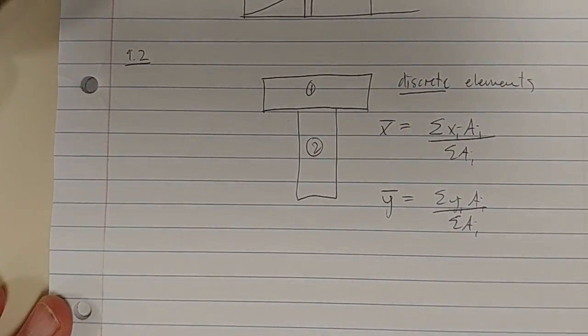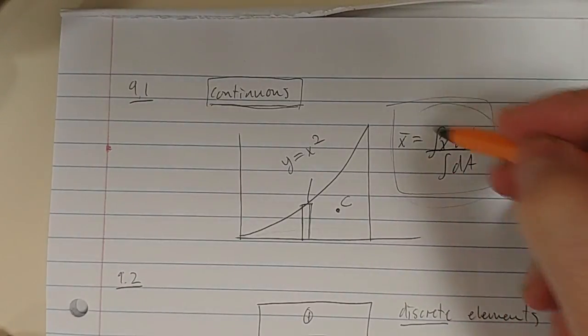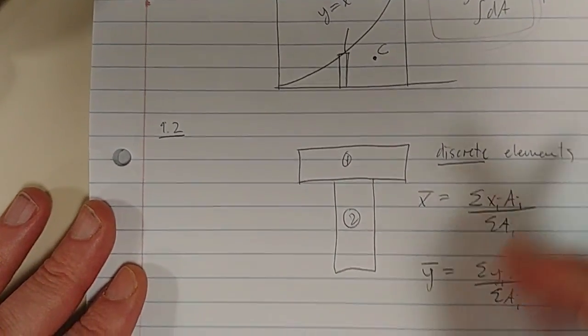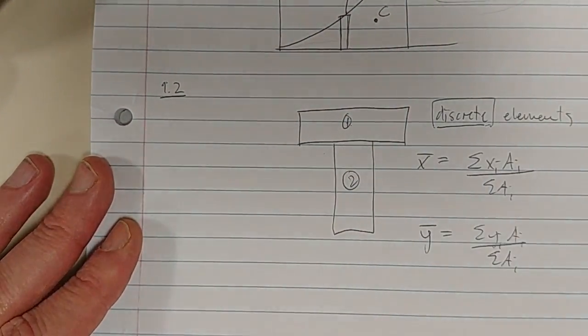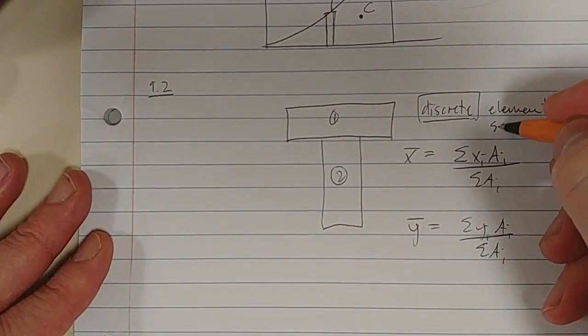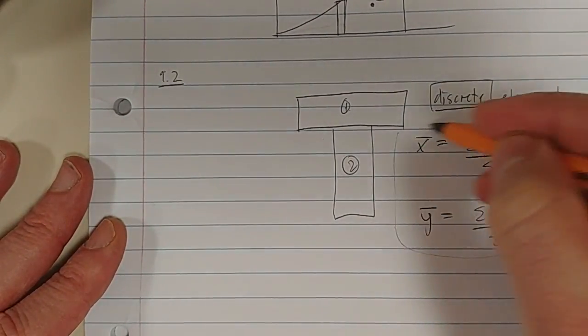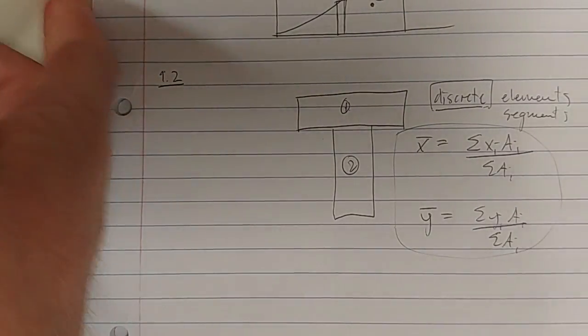Just remember, when we have a continuous system, we need to use the integral because we're summing up all differential elements. But if we've got a structure like this, we can break it up into discrete elements or segments, and then we still carry this out. So that's the basic idea, and that's where these equations come from.